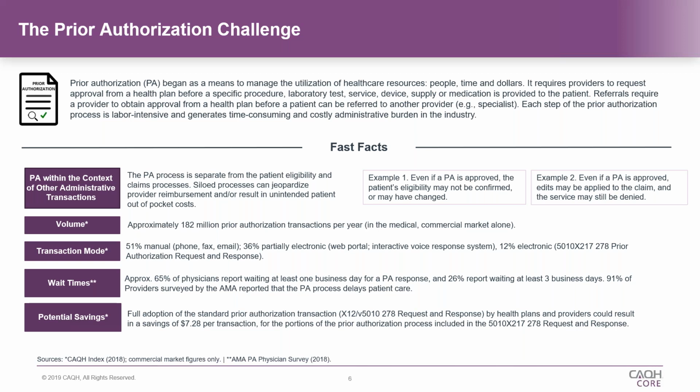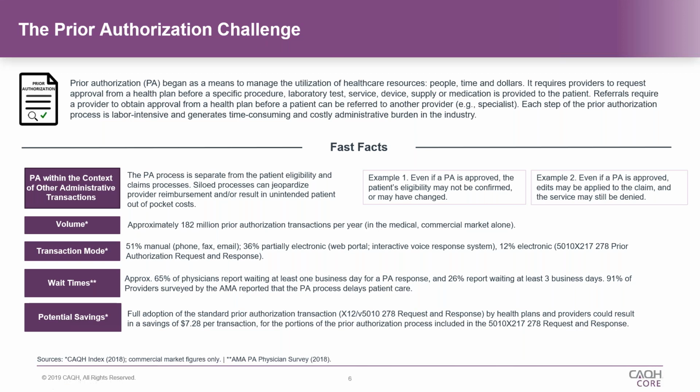With nearly 200 million transactions being conducted every year, many of those transactions, actually about 87% of them, are manual or partially manual. It's phone, fax, email, web portals, IVR systems, with only about 12% of them using the HIPAA standard transaction for prior authorization today. So this requires a lot of manual effort for the provider as well as for the health plan to make those determinations.